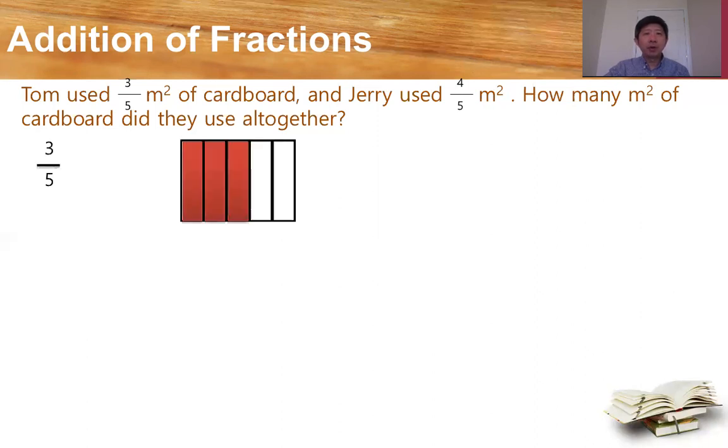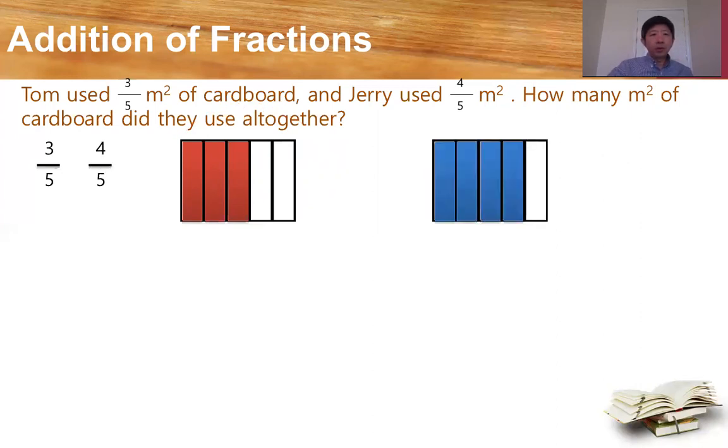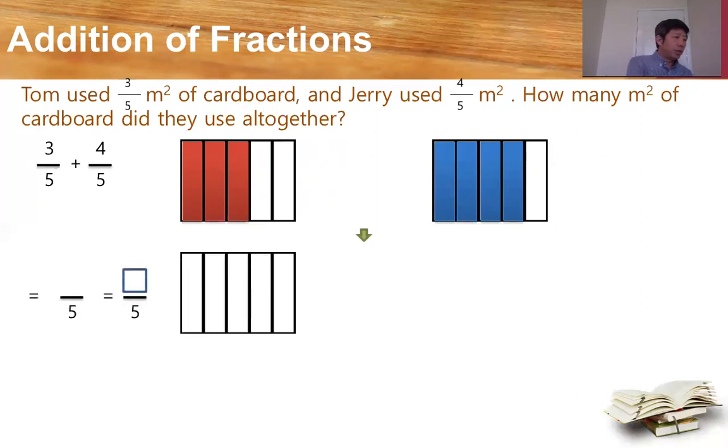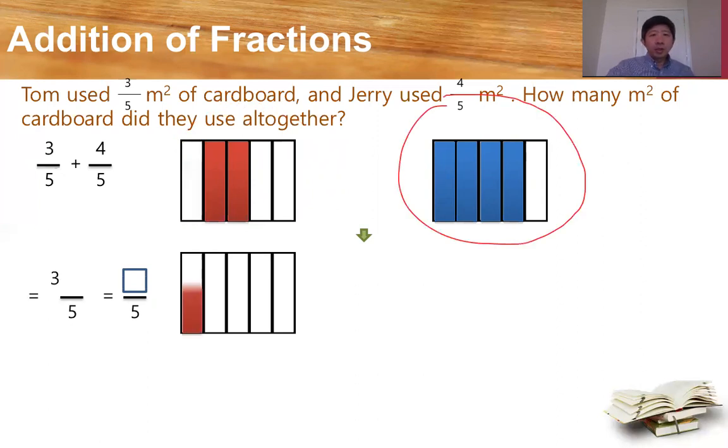Now, first of all, we represent 3/5 like this. So this shows the 3/5. That's the conceptual part. Now what about the next, 4/5? If we want to find all together, we have to add together. So this is 4/5. All right, so we add together.